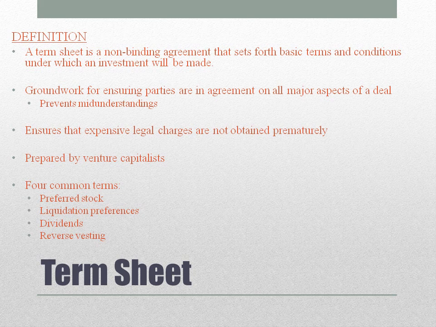A term sheet has a variety of protective clauses for the venture capitalist that can in turn significantly reduce the valuation for the entrepreneur. So it is vital to have an experienced attorney negotiate a term sheet alongside the entrepreneur. Four common terms included in term sheets can be preferred stock, liquidation preferences, dividends, and/or reverse vesting.